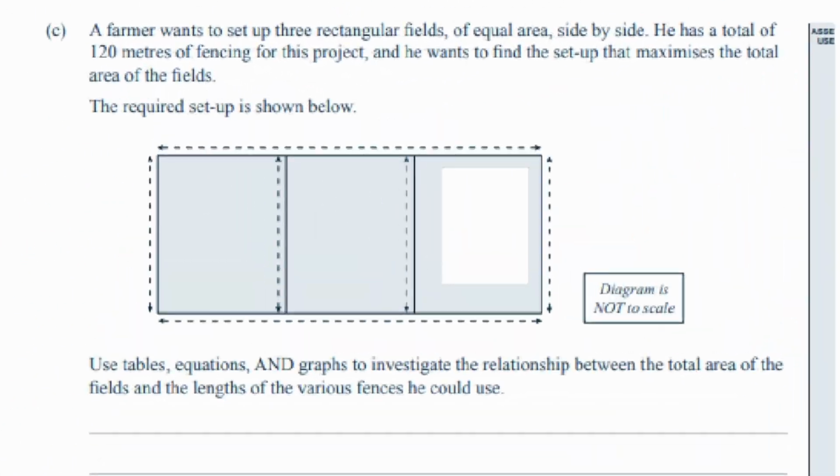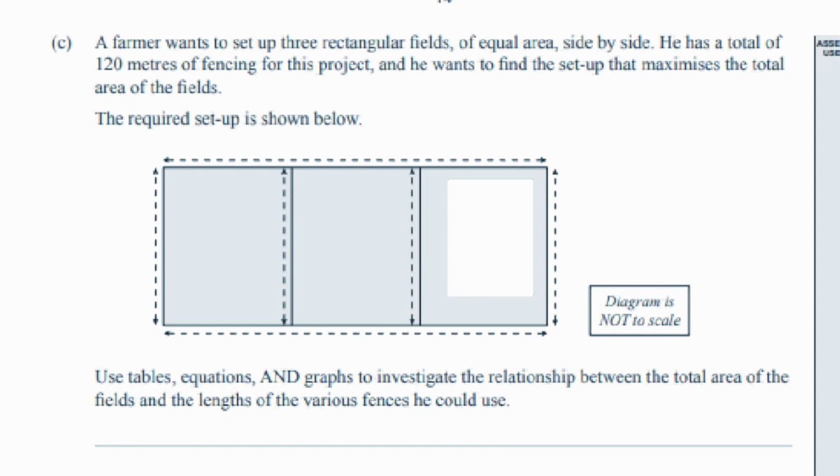The next one, a farmer wants to set up 3 rectangular fields of equal size side by side. He has a total of 120 meters of fencing for this project, and he wants to find the setup that maximizes the total area of the fields. The required setup is shown below. Now, I'm going to set this up with y being vertical, because y is usually vertical on our vertical axes. And there's actually 4 of these y's, because we have intermediate gaps here. We also have this distance across, so I'm going to call that x, just like our x-axis goes across.